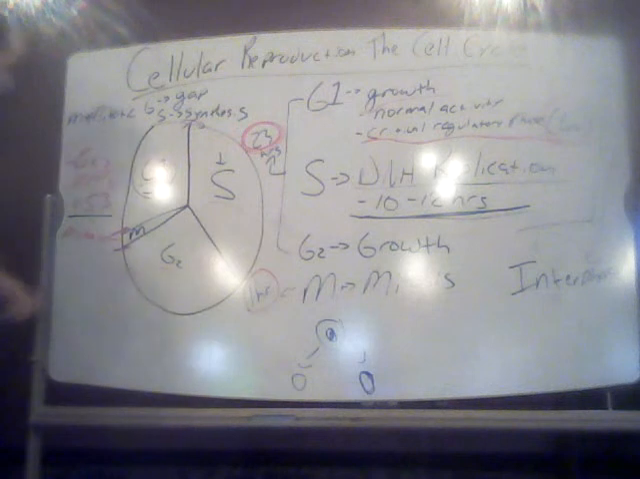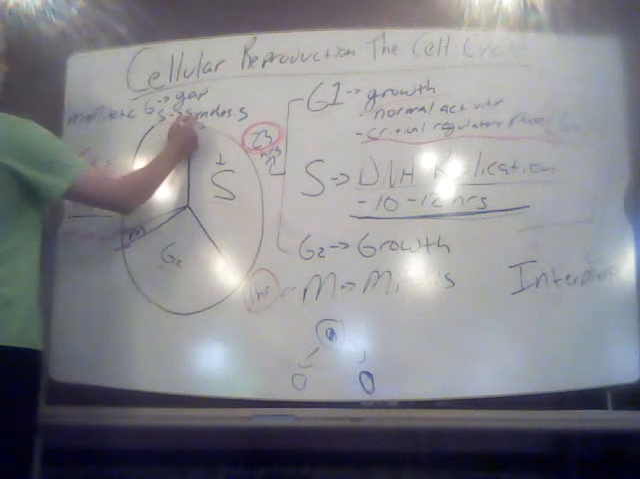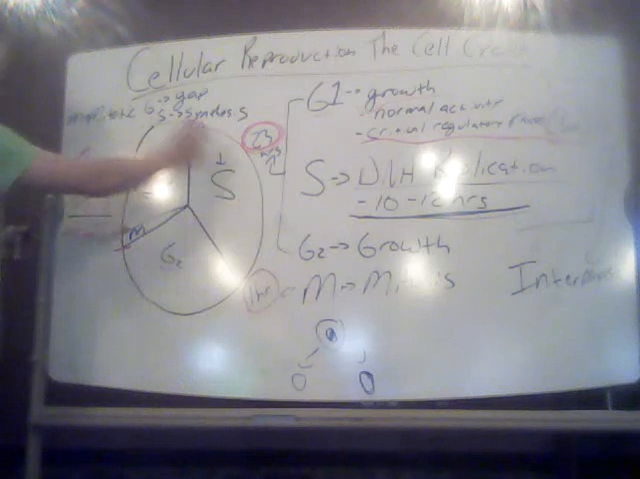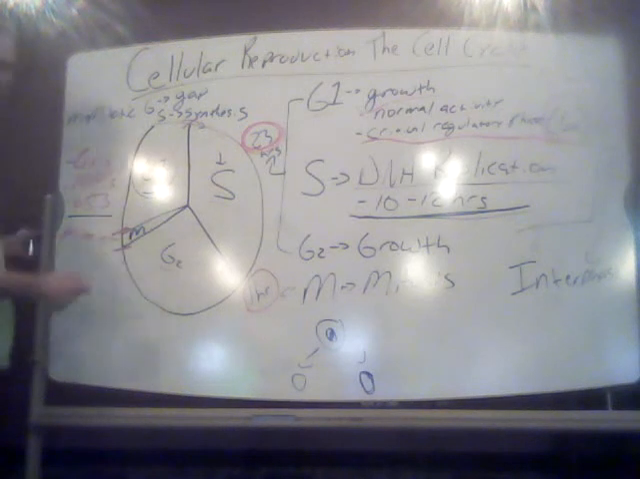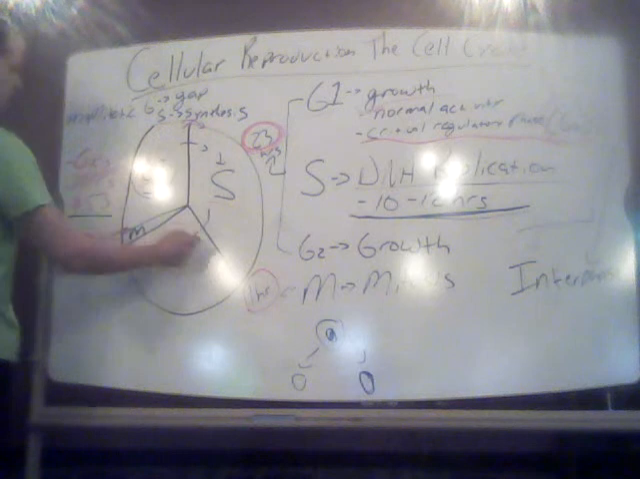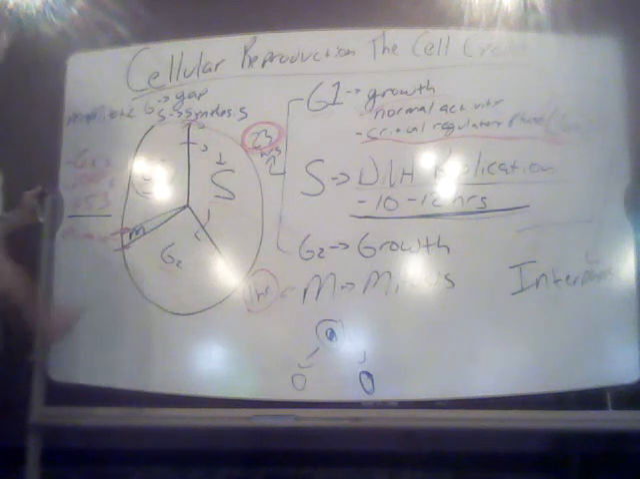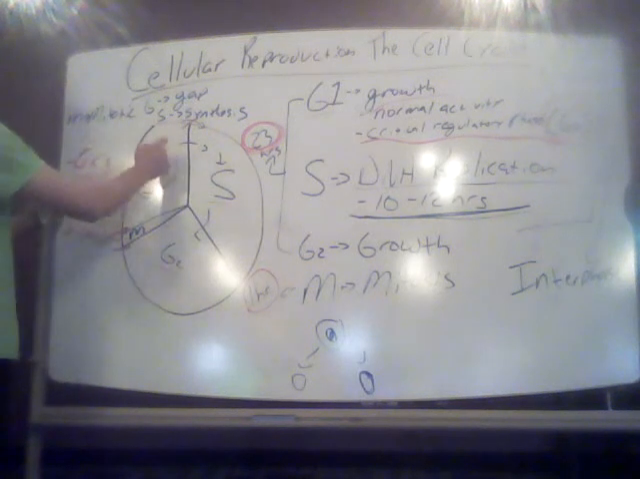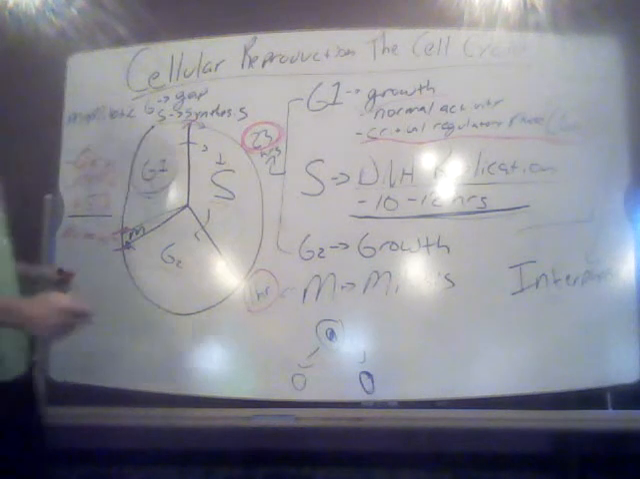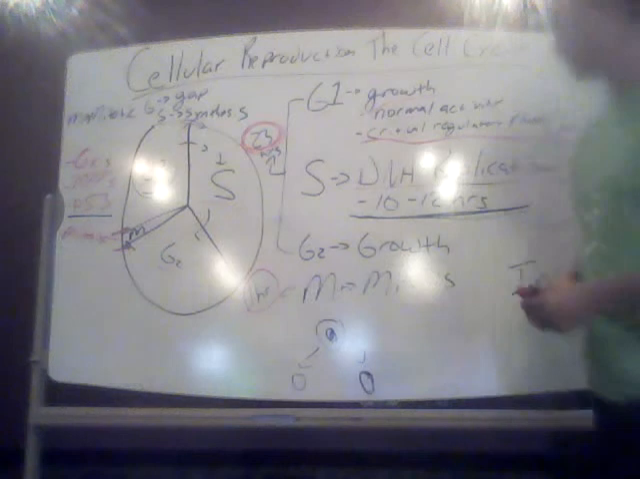And then, as you can see, these red lines represent switches or checkpoints. So if everything is in check and everything is good, then these switches will allow the cell to transition from phase to phase throughout the cell cycle. So if everything is good throughout G1, S, and G2, then we'll be able to transition into the M phase, mitosis. And I'll do a video more in detail of mitosis.